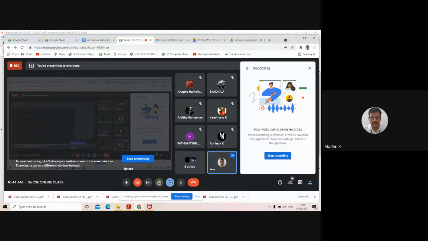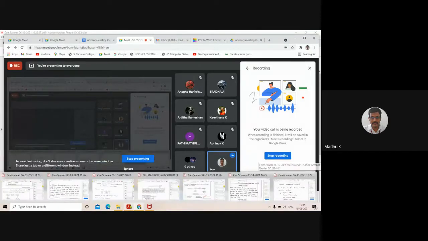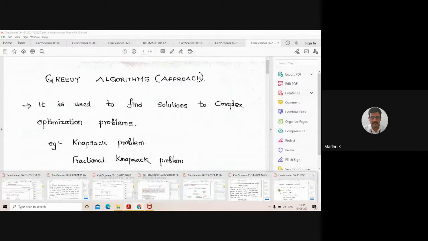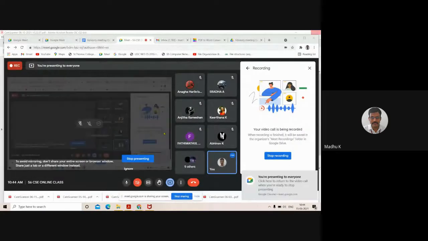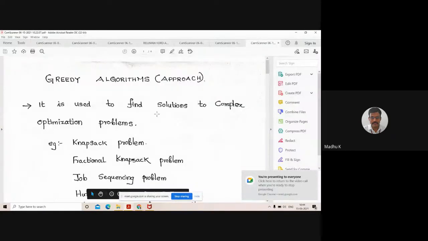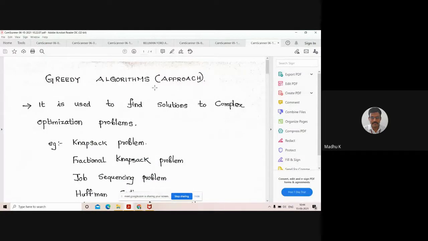Greedy approach. In module 5 we want to study the greedy approach. So what is greedy approach? This is greedy approach or algorithm. In the first part of module 5, we want to discuss greedy approach.